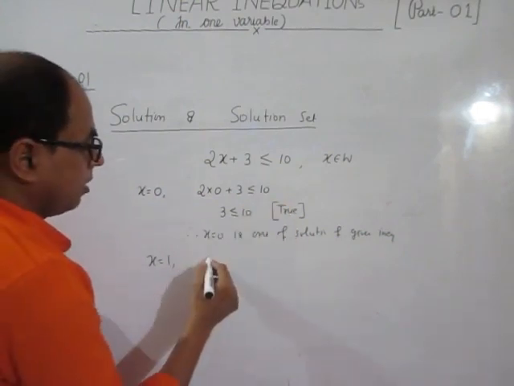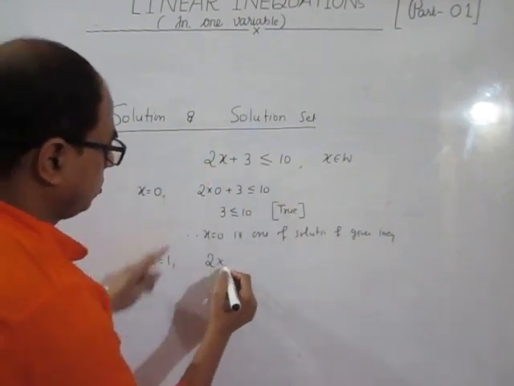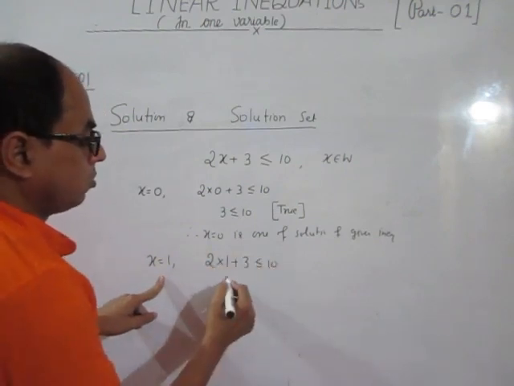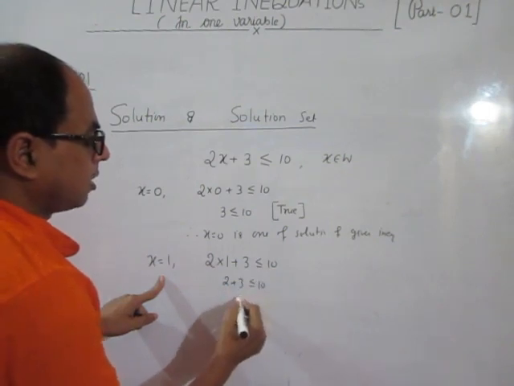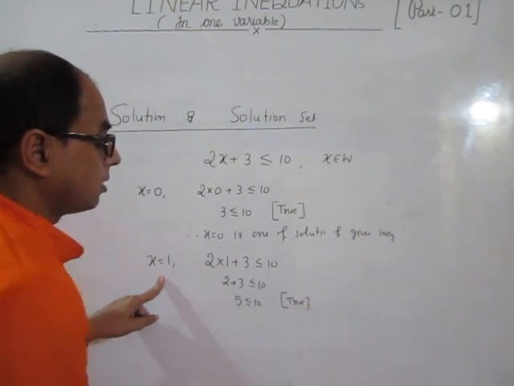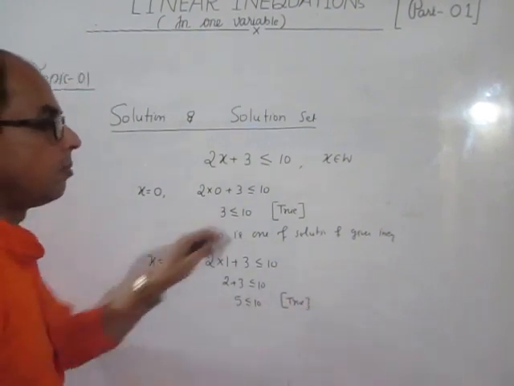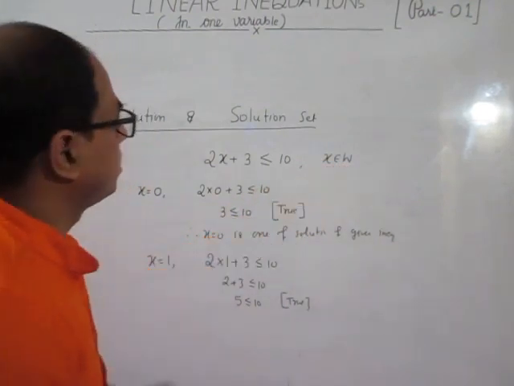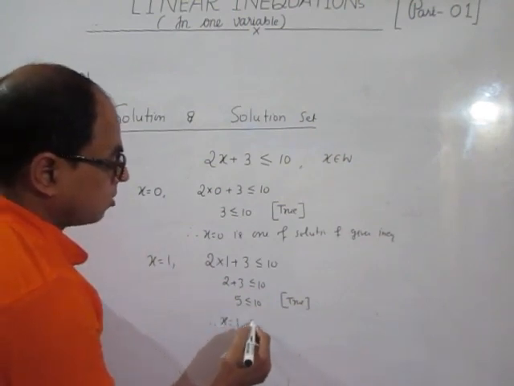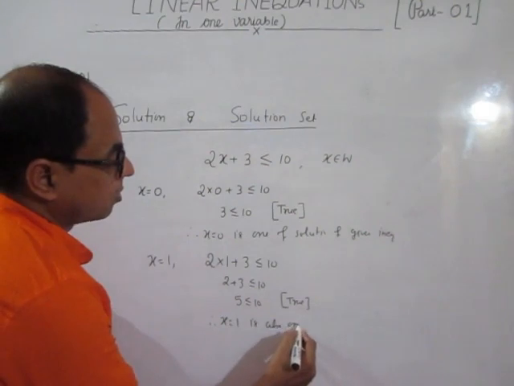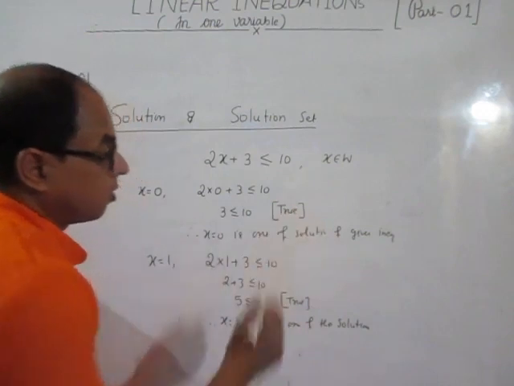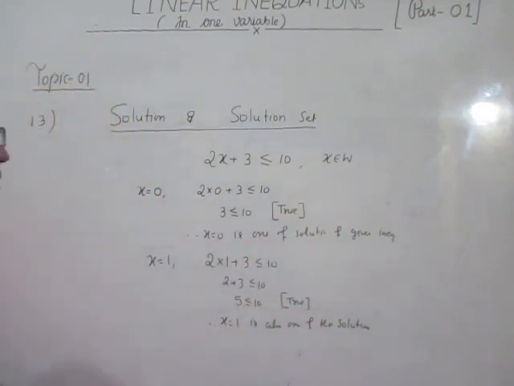So let us verify. 2 into, in place of x substitute this 1, plus 3 less than or equal to 10. So it will be 2 plus 3 less than or equal to 10, that is 5 less than or equal to 10. It is also true. It means this value from the replacement set also satisfies this given inequation. So x equal to 1 is also one of the solutions of the given inequation.